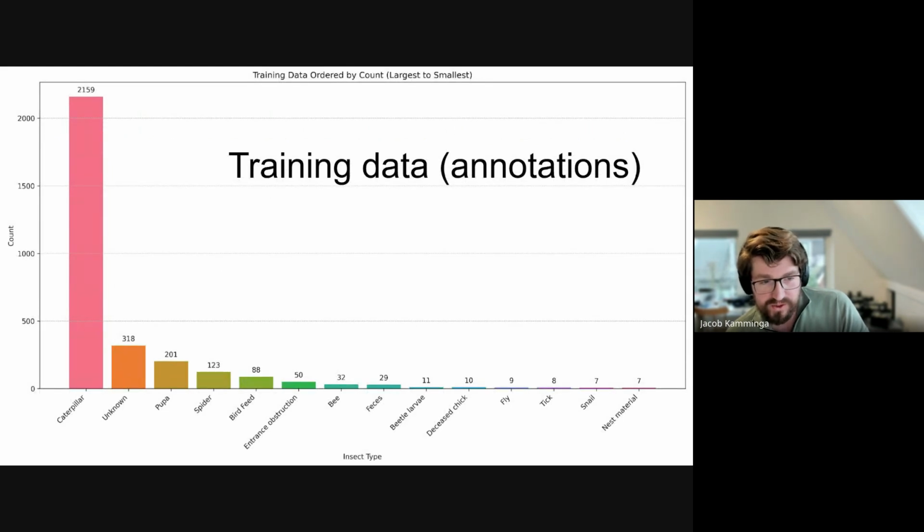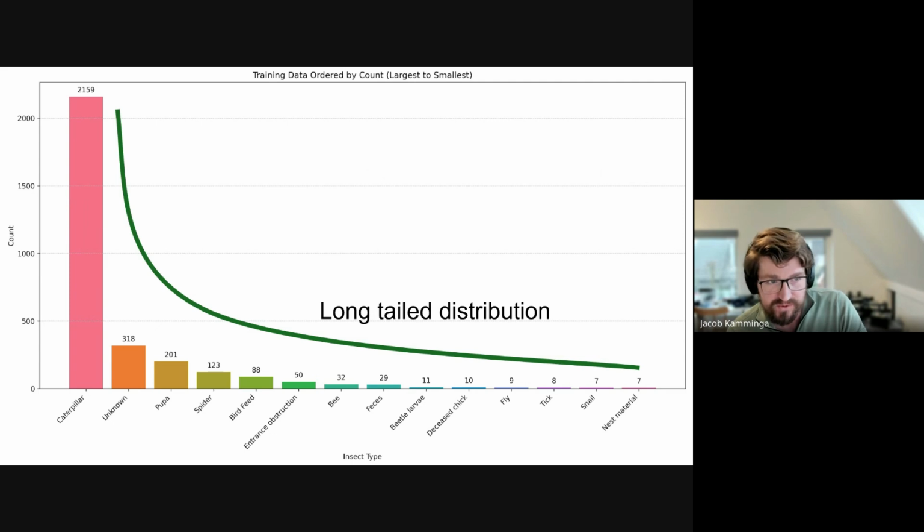So, getting closer to the ARISE update again. This is the training data we have annotated ourselves so far together with Emily and her students. As you can see, most of the training data are caterpillars, and then a long tail of other stuff. There are only 8 ticks so far, because getting training data is a really expensive, really tedious part, and it really affects the performance of the algorithm.